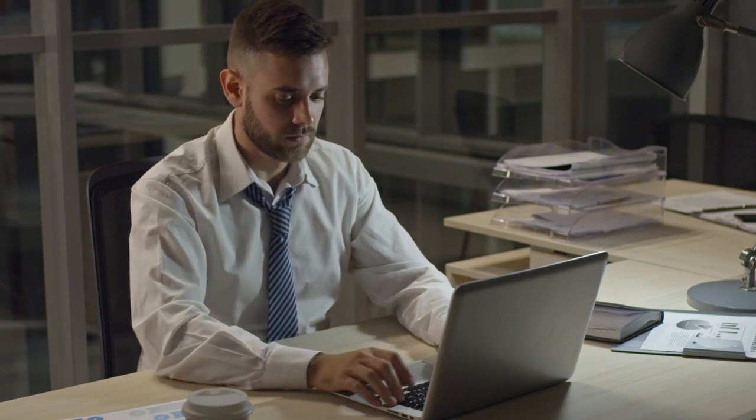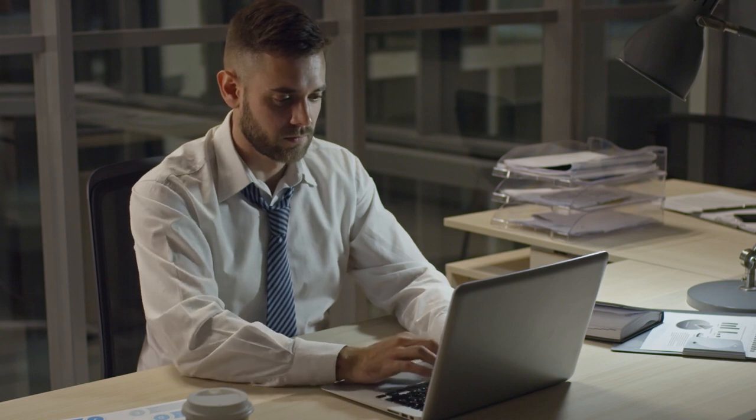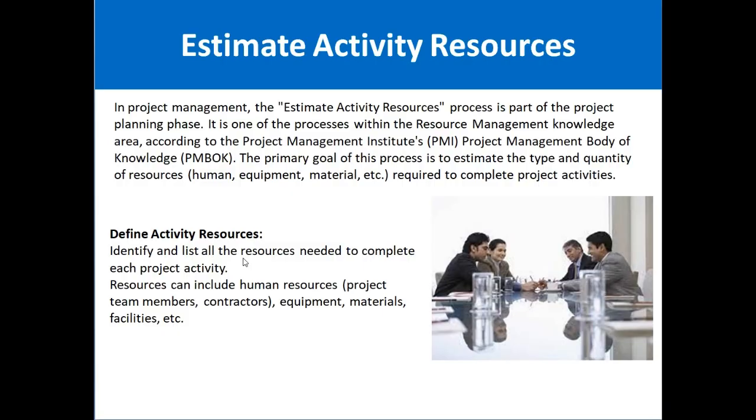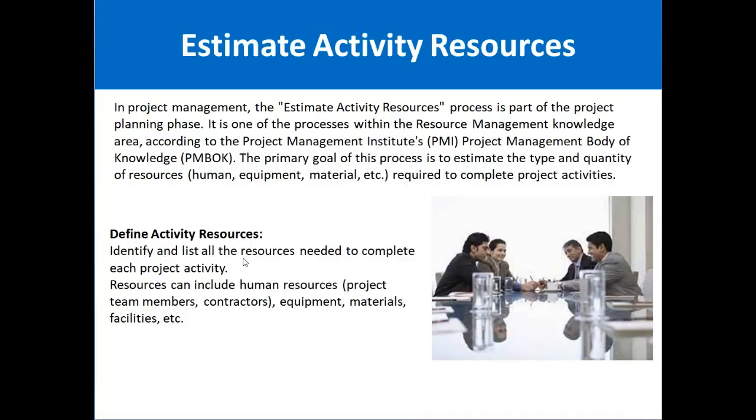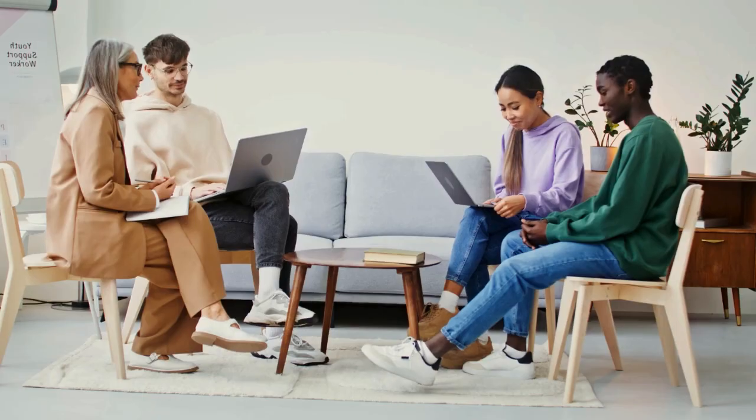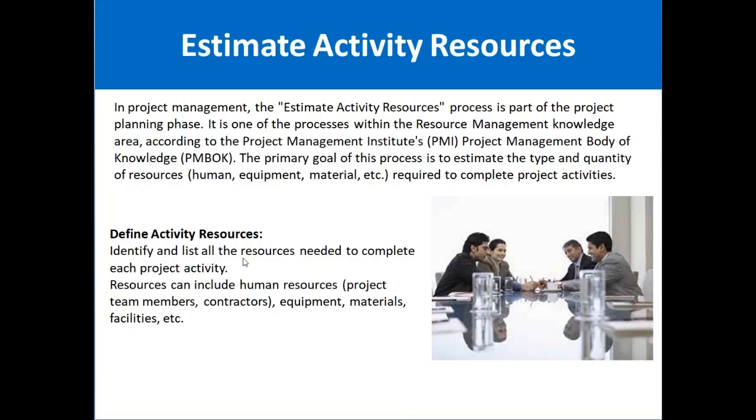Friends, estimate activity resources is basically a process defined in the Project Management Body of Knowledge, the PMBOK Guide, which is issued by PMI, the Project Management Institute, a non-profit organization. This process tells you how to estimate the type and quantity of resources like human resources, equipment, material, hardware, and software required to complete project activities. This is the main objective of the estimate activity resources process. It is a part of the planning process.